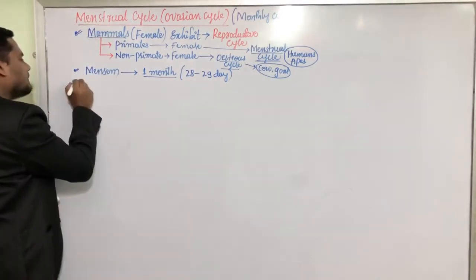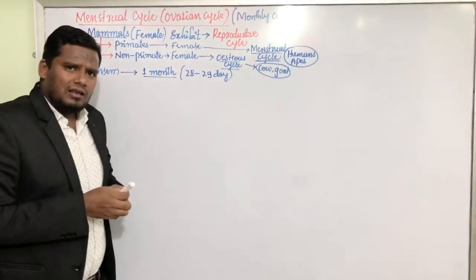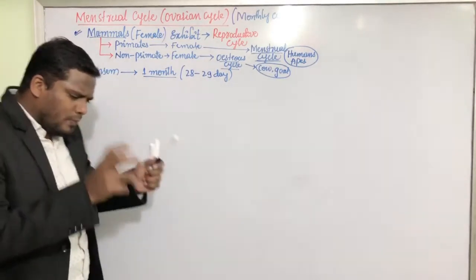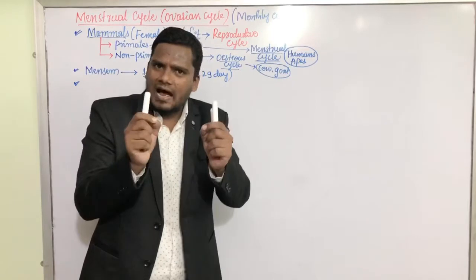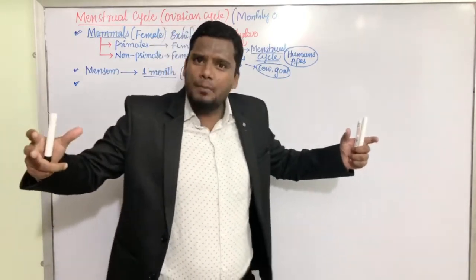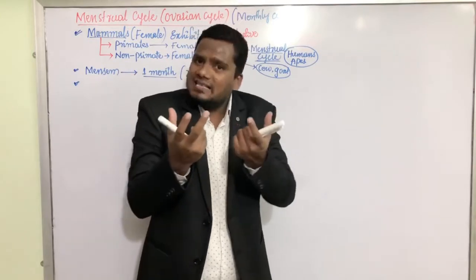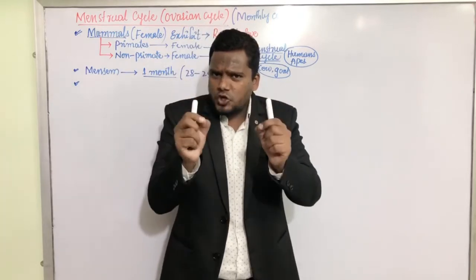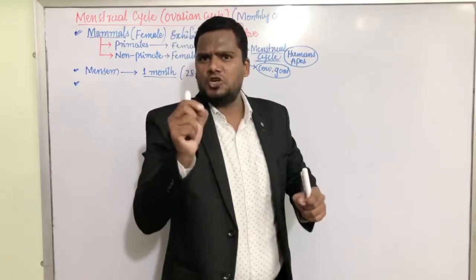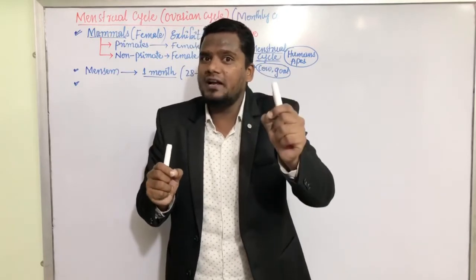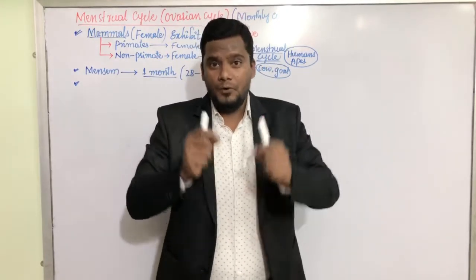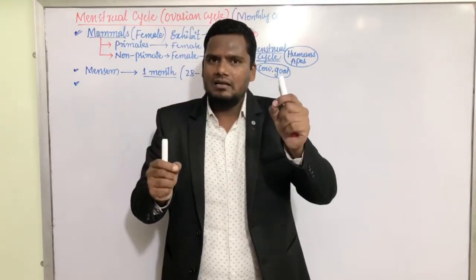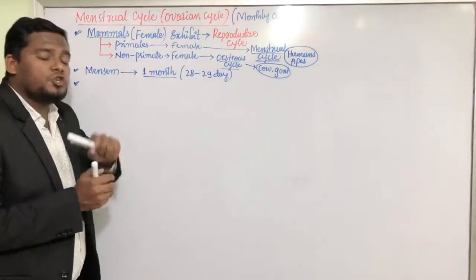Now, the menstrual cycle begins at puberty. When puberty hits the female, at that time many hormones get secreted in the body of the female human being. As a result of that, the menstrual cycle starts. That means the menstrual cycle is the classical indication to determine puberty in females. Puberty can be determined by looking at the menstrual cycles.